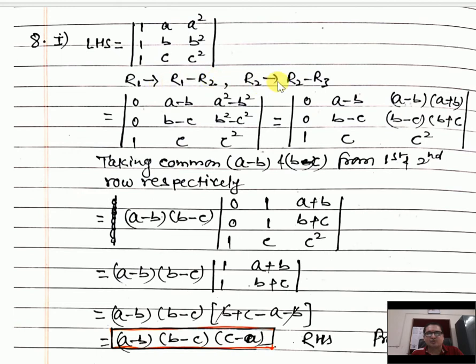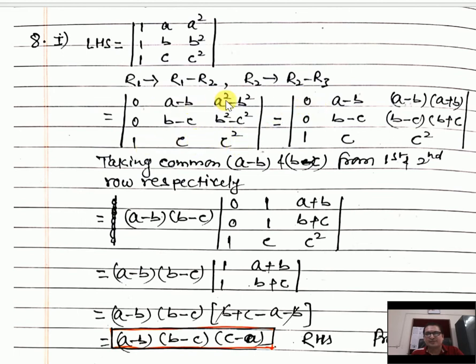R1 changes to R1 minus R2, and R2 changes to R2 minus R3. So R1 minus R2 gives 1 minus 1, 0, a minus b, a square minus b square, and then R2 gives 0, b minus c, b square minus c square. There is no change in R3. We are not applying any property over here.